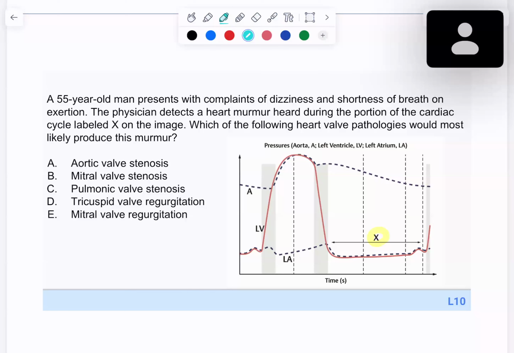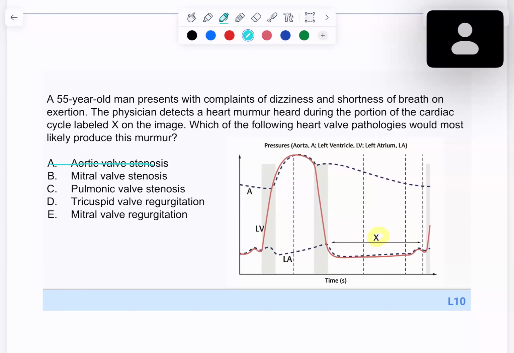It does not open as well as a normal aortic valve. And so when you're pushing blood through the stenosed aortic valve, you will cause a sound or a murmur. And when does this sound get produced? It gets produced during systole, not diastole, because that's when the blood is going through the aortic valve. And so A is a systolic murmur, therefore it is out.